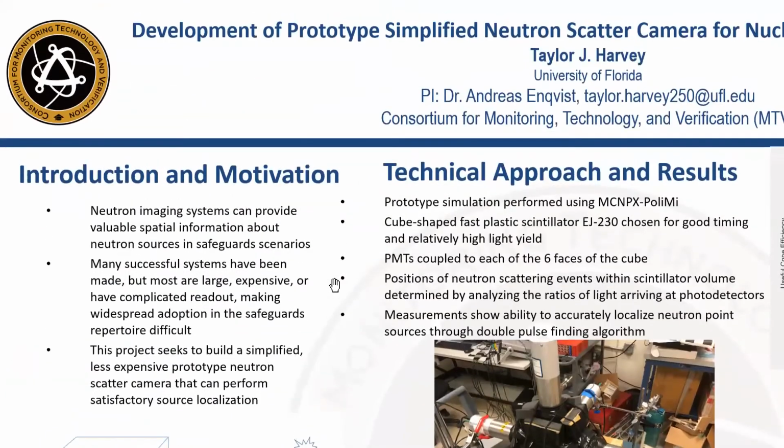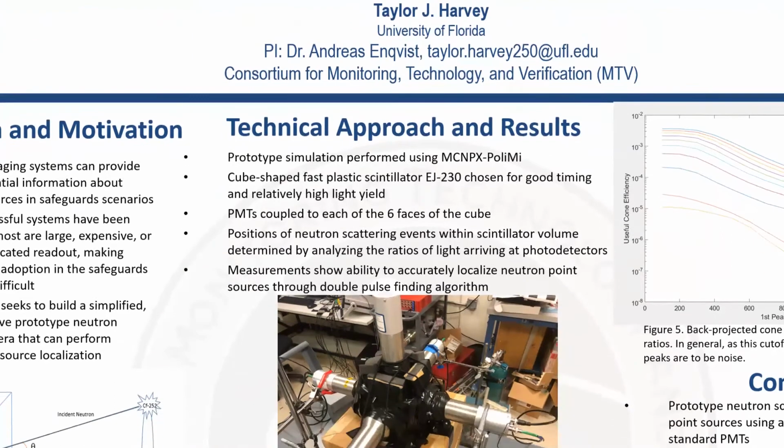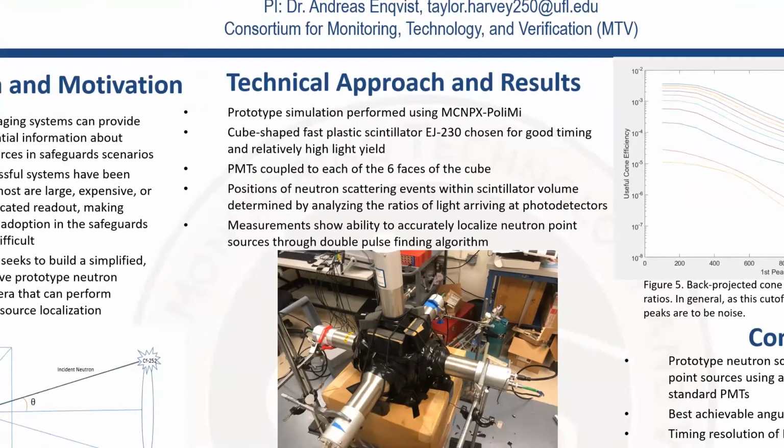So a bit about the actual development of this prototype. Originally, simulation was done using MCNP-PoliMi to find if this type of design is possible. Going forward from that, we developed a cube-shaped fast plastic scintillator based on EJ-230, which is a fast plastic chosen for its good timing and relatively high light yield characteristics compared to other fast plastics.